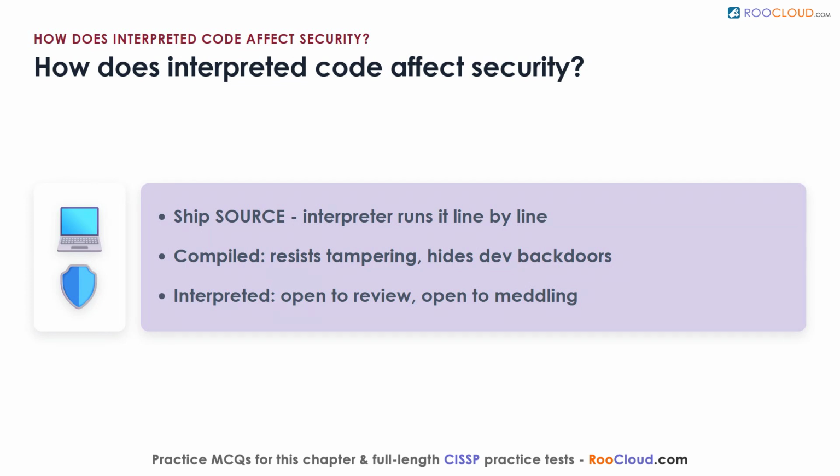That cuts both ways. Compiled code resists outside tampering, but a dishonest developer can bury a backdoor no end user will ever see. Interpreted code exposes that hidden logic to inspection, yet everyone who touches the file can also alter it. Picture a sealed appliance versus a recipe card. One hides its inner workings, the other invites both review and meddling.